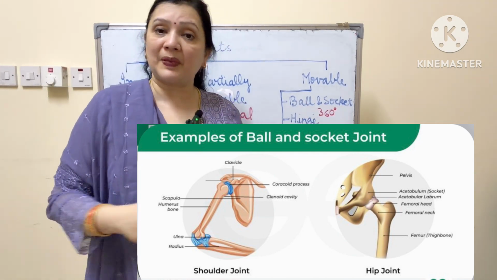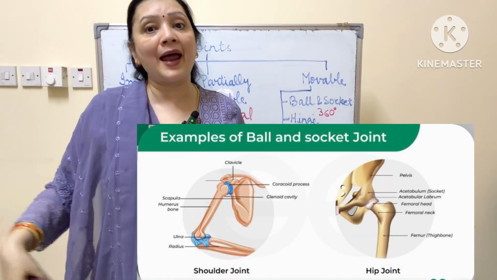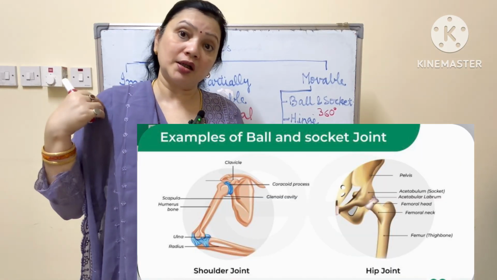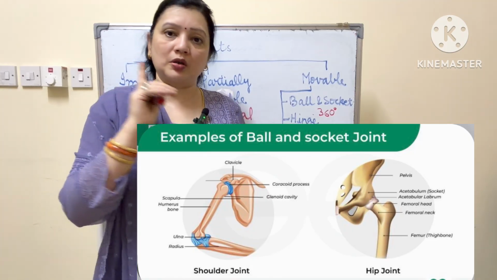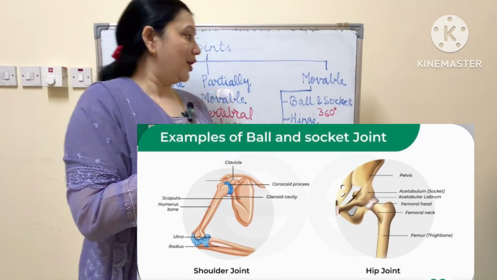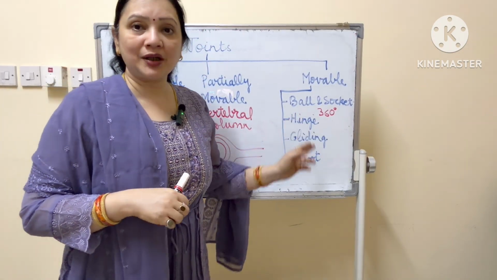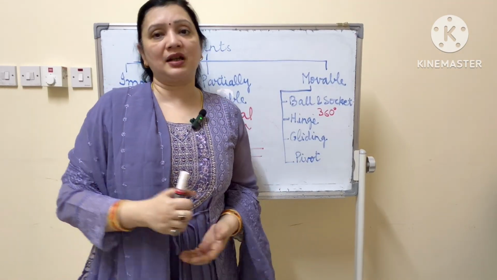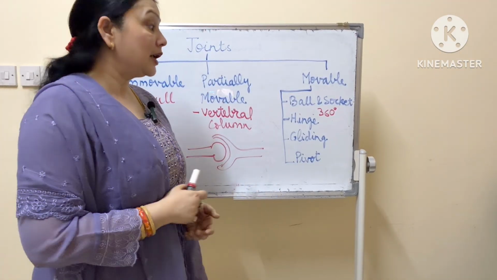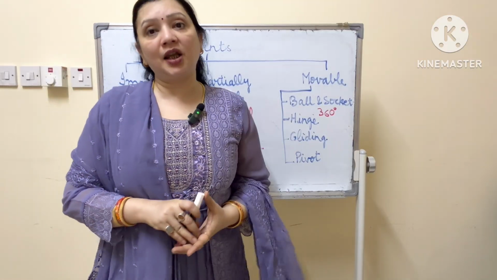This joint is present in our shoulder girdle and hip girdle. The shoulder girdle is also called the pectoral girdle. The hip girdle is also known as the pelvic girdle. So this ball and socket joint is an important joint which allows full movement in our hands and legs. The next is the hinge joint.